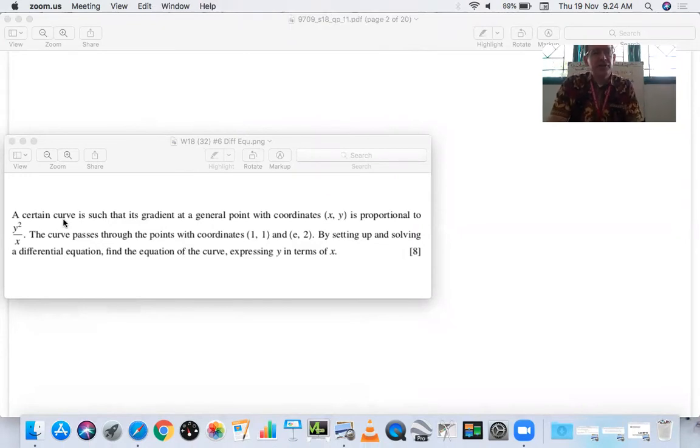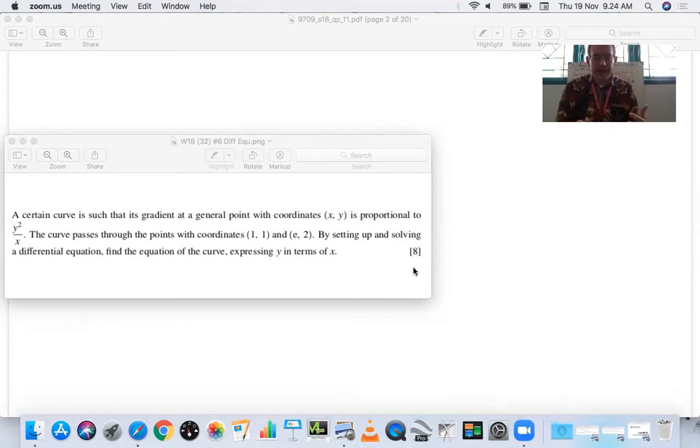It says a certain curve is such that its gradient at a general point with coordinates x, y is proportional to y squared over x. The curve passes through the points with coordinates 1, 1 and e, 2. By setting up and solving a differential equation, find the equation of the curve expressing y in terms of x, and it's 8 points.